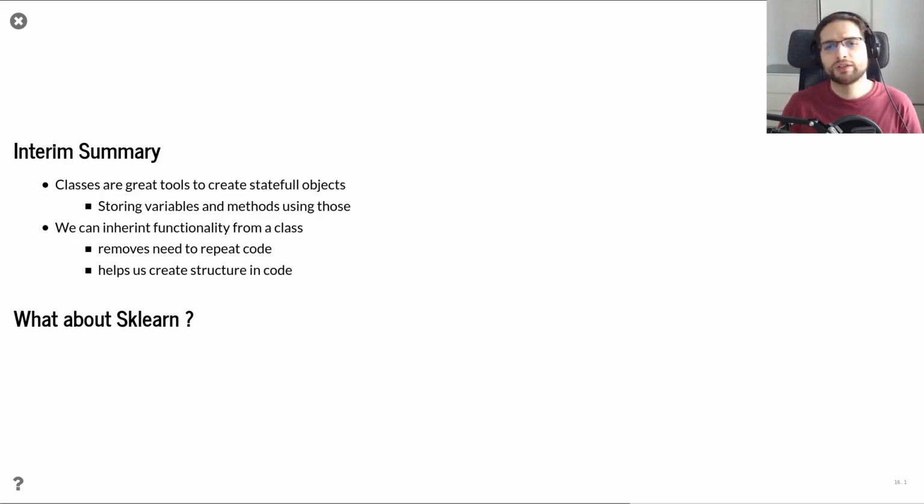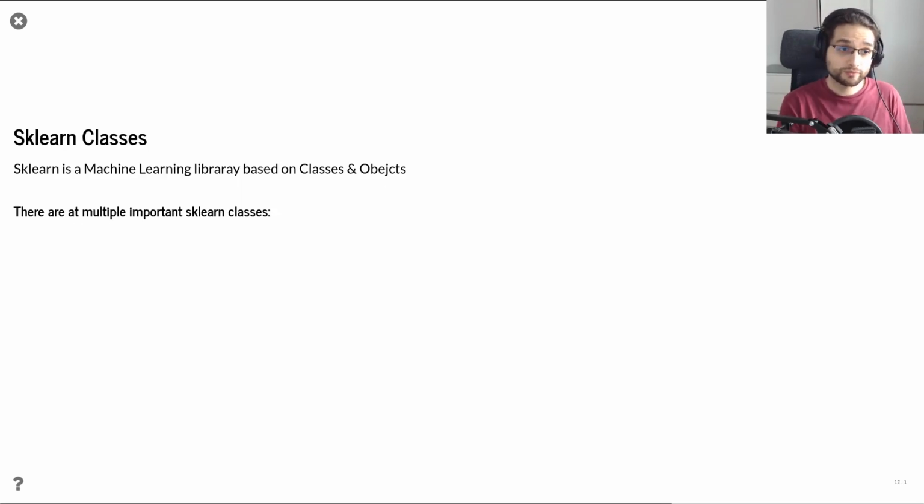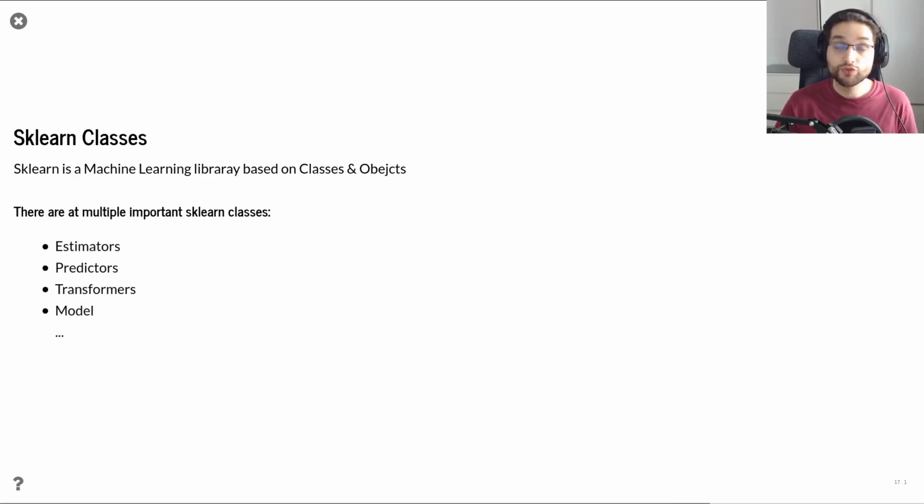So what about Scikit-learn actually? Why did we go through all of that? Well, Scikit-learn is a machine learning library which is based on classes and objects. There are multiple very important classes in Scikit-learn. So for example, estimators, predictors, transformers, and models.